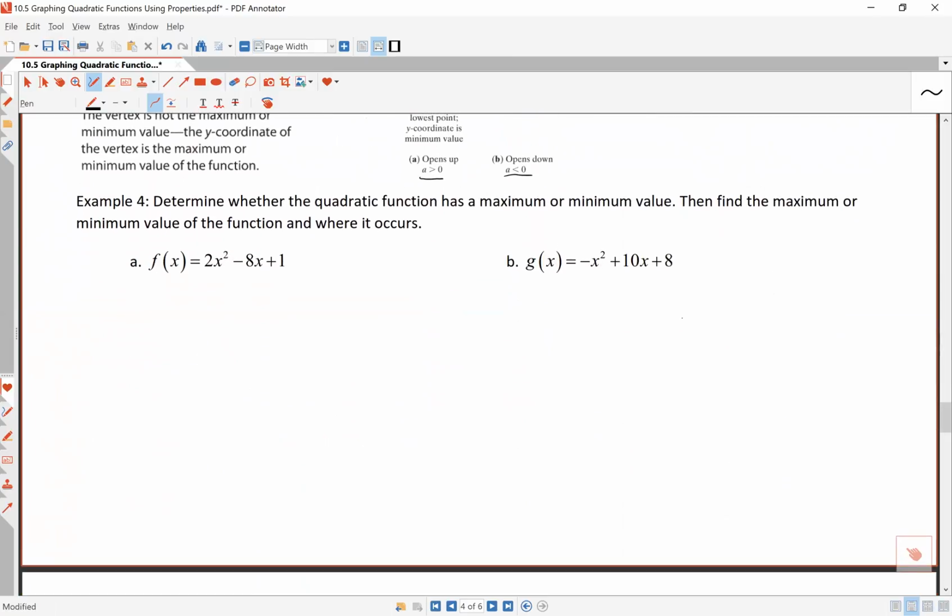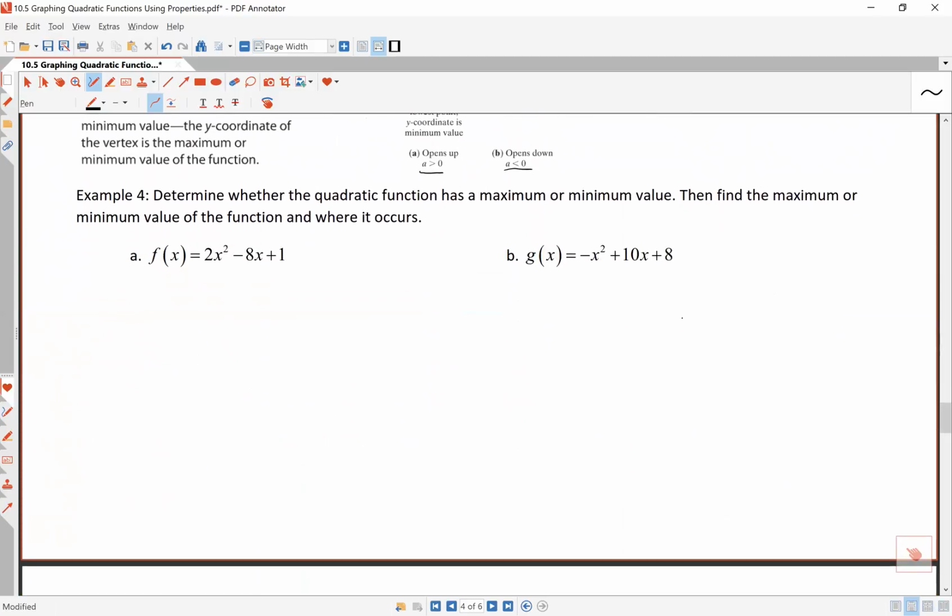So in example 4, we determine whether the quadratic function is a max or a min. In part F, a is 2, so the graph opens up. That'll be the lowest possible point on the graph, so we have a minimum. And in G, a is negative, which means we have a graph that opens down, which means we have a highest possible point on the graph, which means we have a maximum.